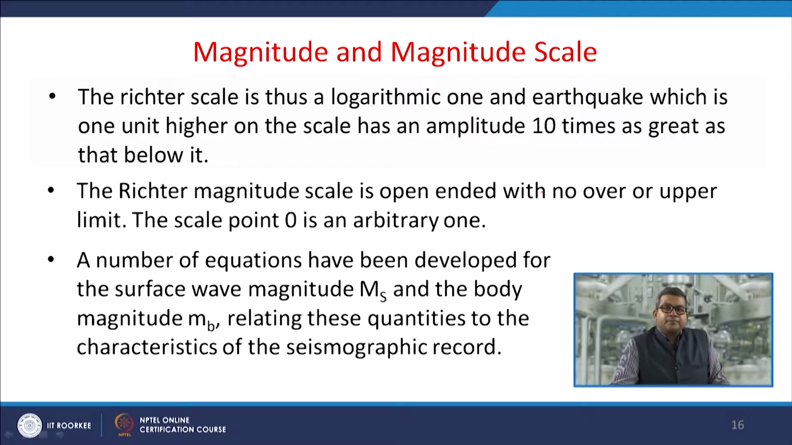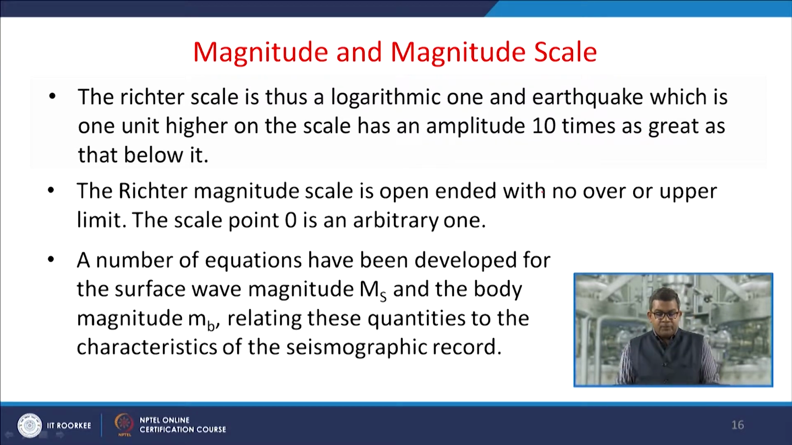The relation of Richter for the magnitude of a local earthquake is given by ML is equal to log A upon A naught to the base 10, where A is the maximum amplitude in mm and A naught is the maximum amplitude of the standard earthquake, and ML is the local magnitude under the standard conditions described. The value of A naught, the standard one assigned to the standard earthquake, is 0.001 millimeter. The Richter scale is thus a logarithmic one, and an earthquake which is one unit higher on the scale has an amplitude 10 times greater than that below it. The Richter magnitude scale is open ended, with no upper limit. The scale point 0 is an arbitrary one.